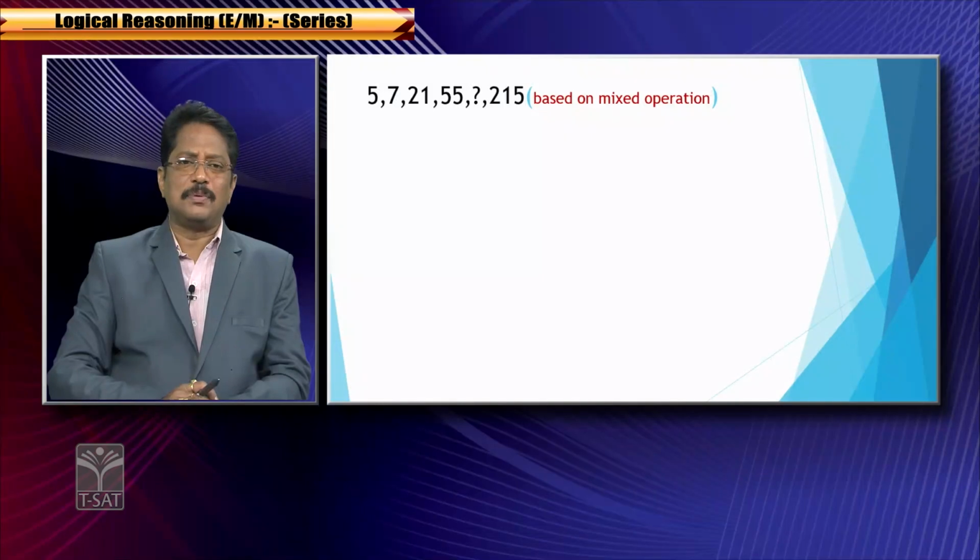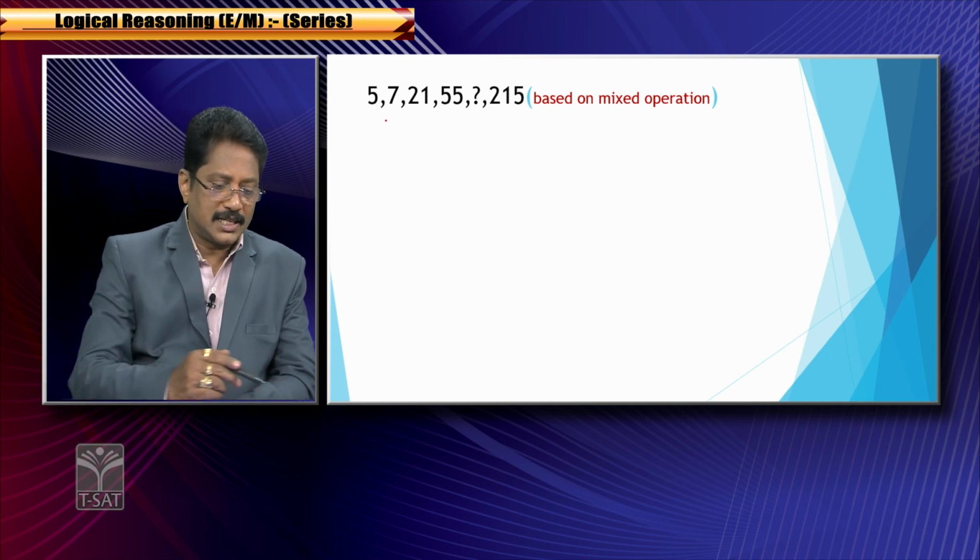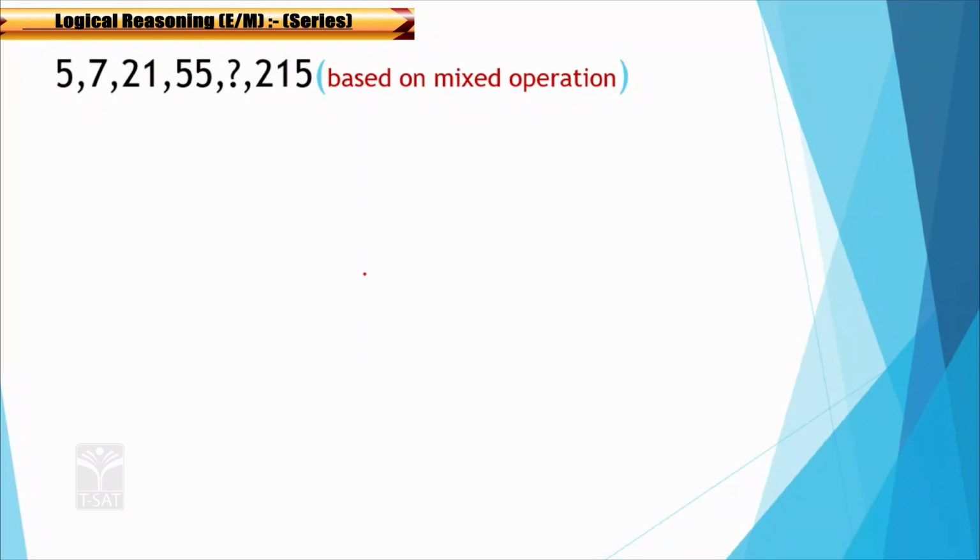Okay. Now we'll see the next one. Based on mixed operations. Based on mixed operations means here it is given 5, 7, 21 and 25. So when you take it as a, it is 5. Next one, 5 plus 2 square minus 2 means 7, correct? Okay, 7. Now the next one, 3 square is 9 minus 2. Like you can add all those things here.